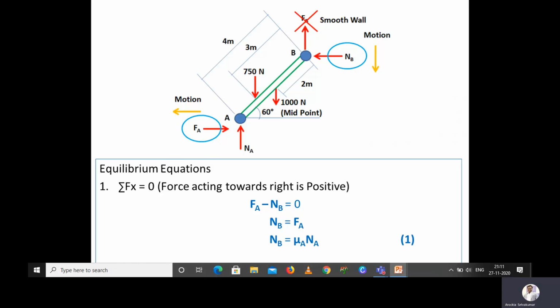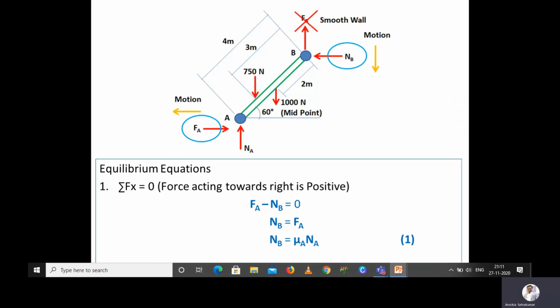So we don't have any value, that is we don't have Na also and we don't have Nb also, so we cannot calculate. So we are unable to calculate mu A. So that is what is asked in the problem: determine the coefficient of friction between the ladder and the floor.